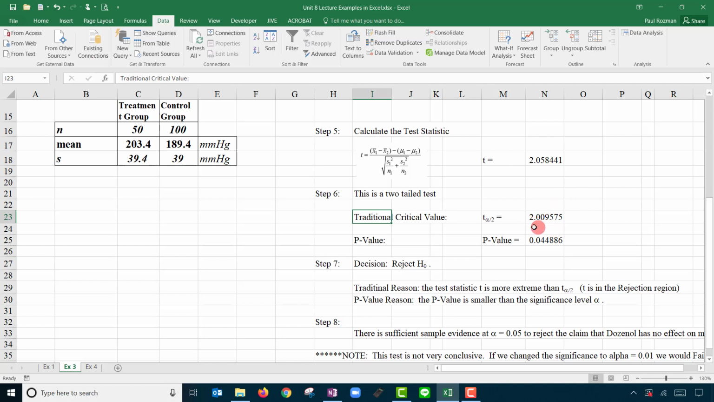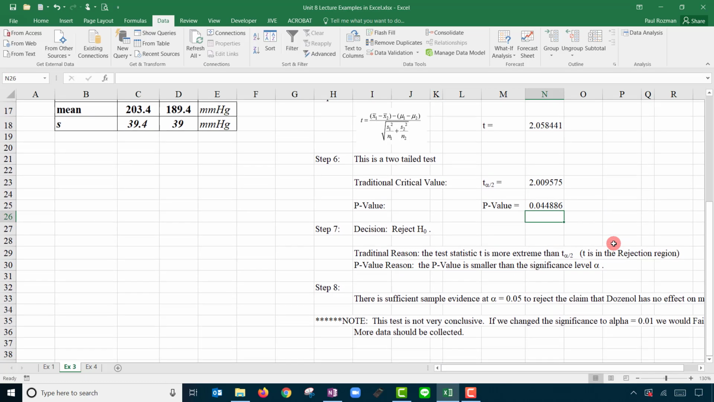So you can see that if you're a traditionalist, you'd be comparing this t alpha over 2 to your test statistic of 2.05, and you see that 2.05 is slightly larger than 2.01, so you reject the null hypothesis, or you calculate the p-value. I put the formula in here for how to get this, which is basically reverse reading the t-table. So you have T.INV, and then for p-values you have T.DIST. You can always check this out. I'll post this for you.